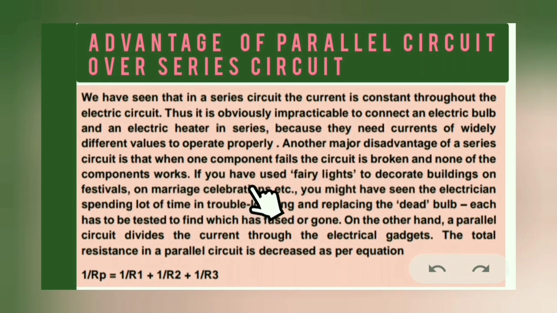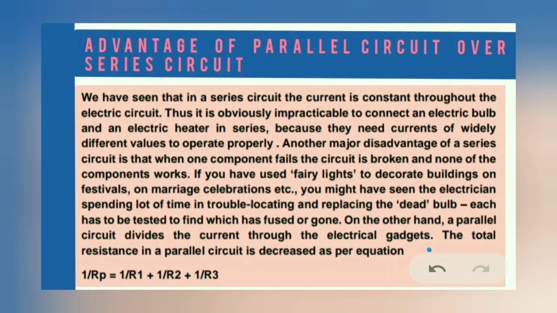If you have used fairy lights to decorate buildings on festivals, on marriage celebrations, etc., you might have seen the electrician spending a lot of time locating and replacing the dead bulb. Each has to be tested to find which has fused or gone. On the other hand, a parallel circuit divides the current through the electrical gadgets, and the resistance in a parallel circuit is decreased as per the equation 1 by Rp is equal to 1 by R1 plus 1 by R2 plus 1 by R3.